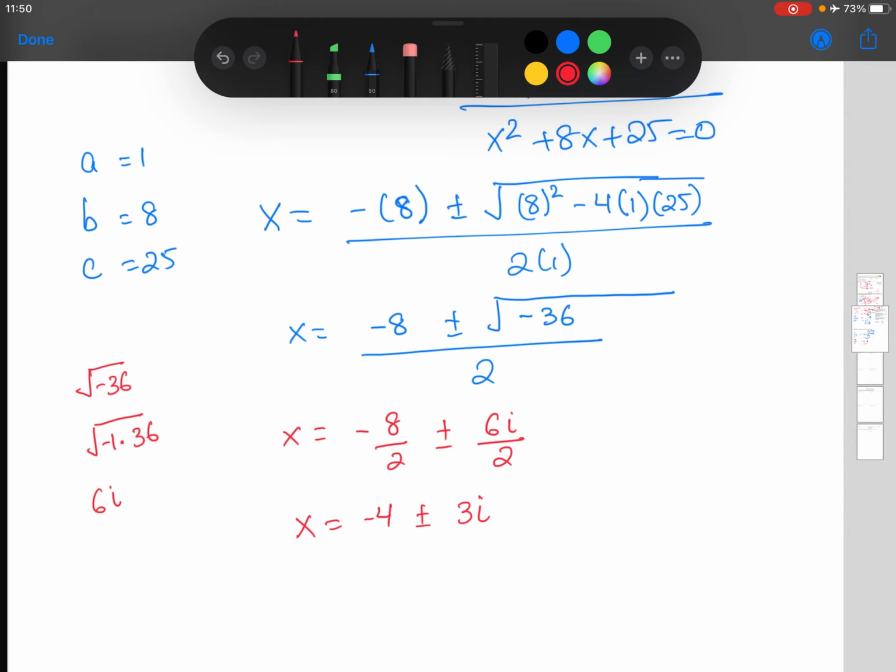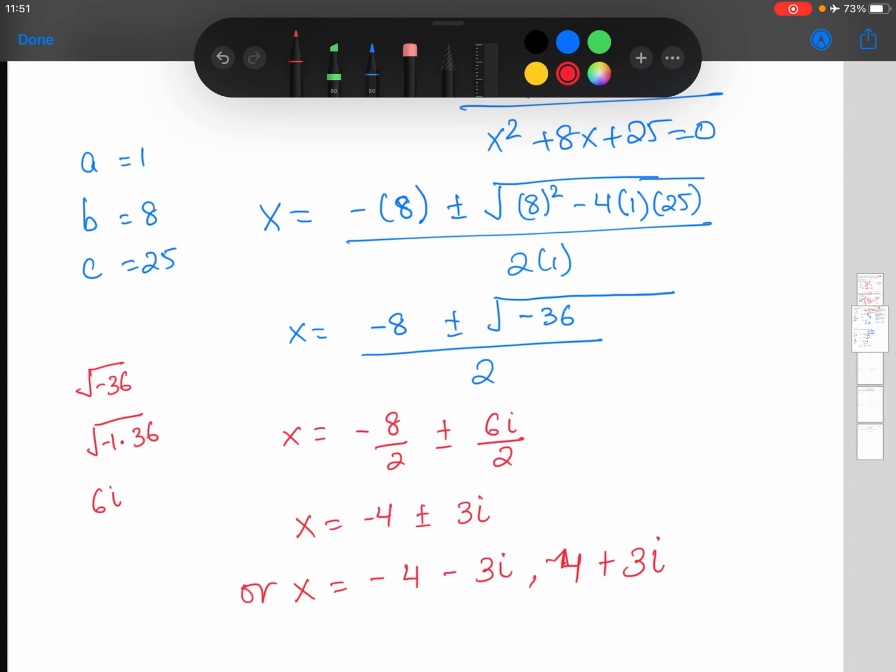You don't have to write it as a solution set because I didn't say solution set. So I'm going to leave it like that. -4 plus and minus 3i. I can choose to, or I can choose to write it separately. -4 minus 3i, comma, -4 plus 3i. So these are my solutions.